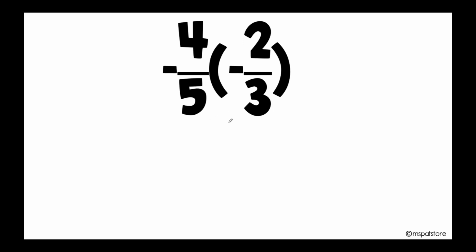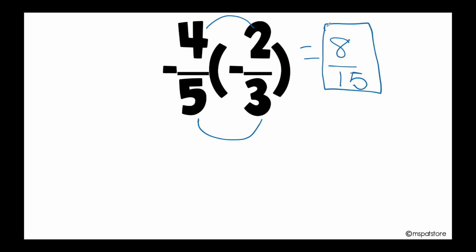Very good. So I only need to multiply numerator by numerator, which is 4 times 2 is equal to 8, and denominator by denominator. 5 times 3 is equal to 15. In this case, as both of them share the same sign, which is negative, my answer will be positive. In this case, I cannot simplify more, so this will be my final answer, 8 out of 15, or 8/15.